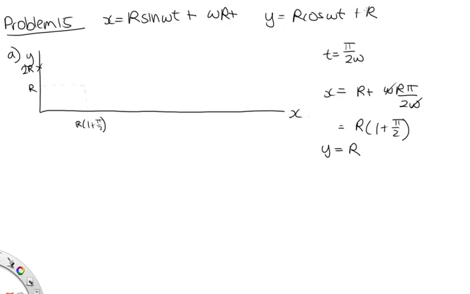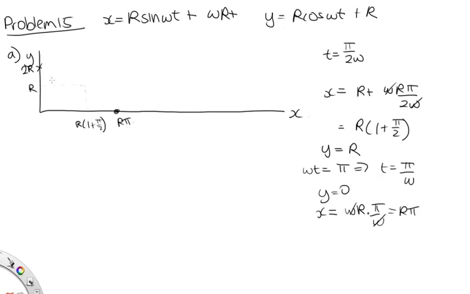And now let's look at when y is 0. Y is equal to 0 when omega t is equal to pi. So that tells us that t is equal to pi on omega. So when t is equal to pi on omega, y is equal to 0, and x is equal to, this is 0, so we've got omega r, and then t is pi on omega. So this is equal to r pi. So we've got r pi here.